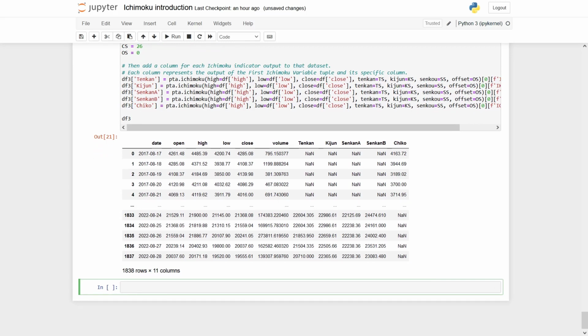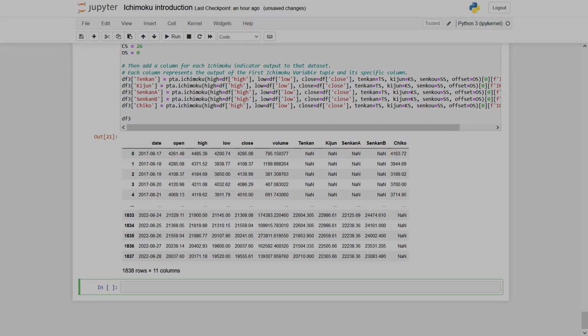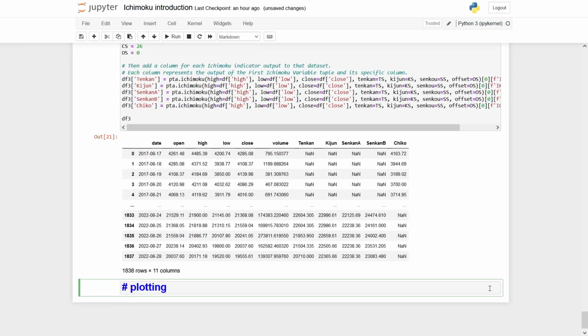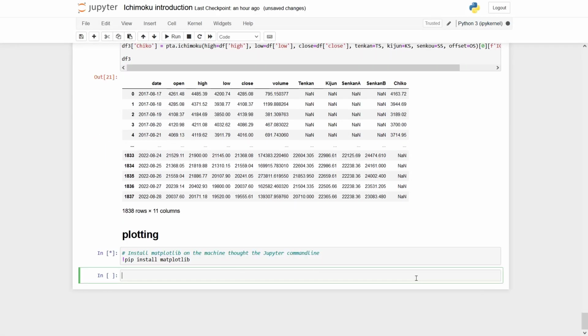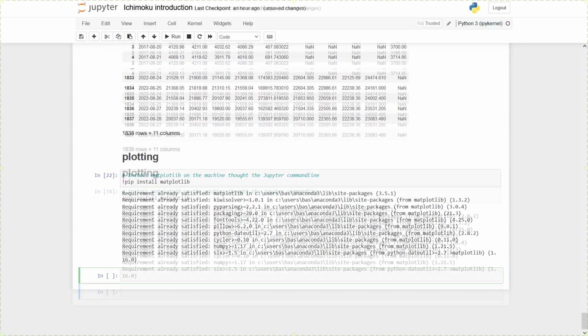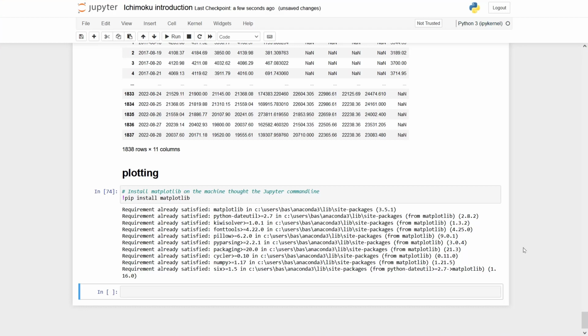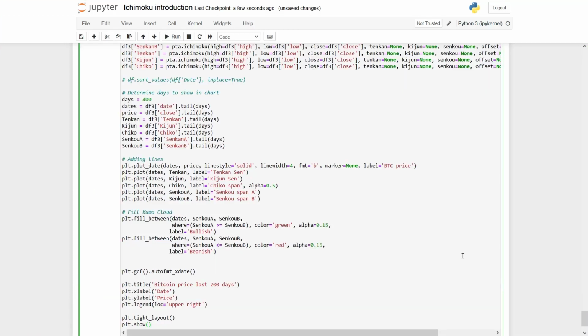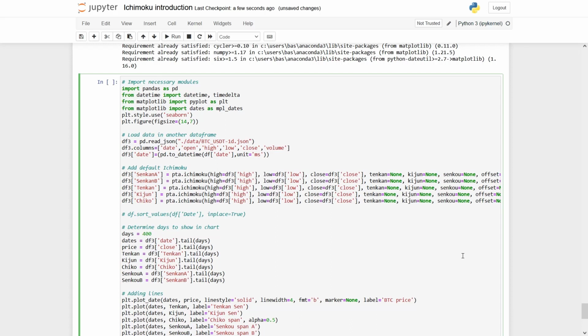And by doing this, we are definitely at the end of the data frame creation part. Let's continue with plotting of the charts. Again, here I will show you how you can install Matplotlib, but I've installed it earlier, so you see here that the requirement is already satisfied. And let me just copy and paste the complete cell of the plotting code, and I will talk you through it. And this is actually the complete code that you can use to create your own visualization.